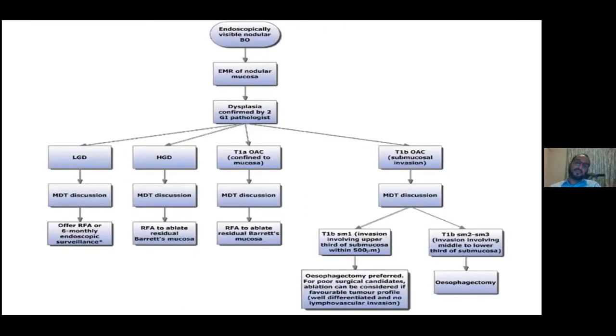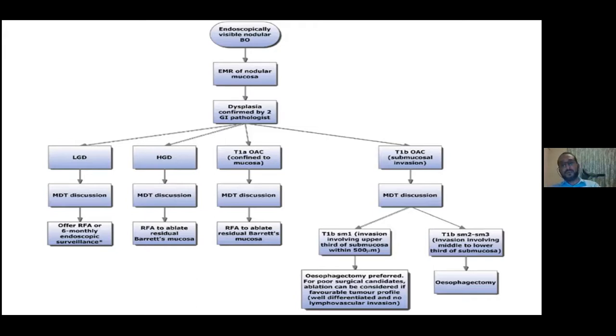Now the nodular one. Start with EMR, endoscopic mucosal resection of the nodular mucosa. Dysplasia confirmed by two GI pathologists. Now divided into low grade, high grade, or esophageal adenocarcinoma. Low grade, MDT discussion of radiofrequency ablation after EMR, 6-month endoscopic surveillance. High grade, discuss in MDT, radiofrequency ablation to ablate residual Barrett mucosa. T1a with SM1, MDT discussion, radiofrequency ablation or endoscopic ablation for the residual Barrett mucosa.